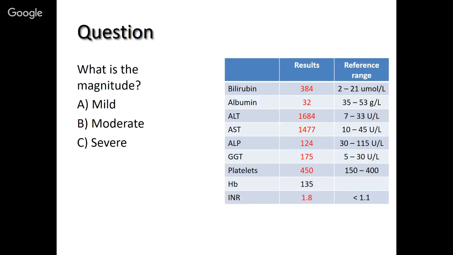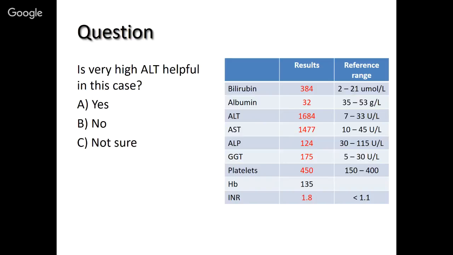Now, who thinks it's mild? Who thinks it's moderate? Who thinks it's severe? Okay, yeah, because you've got this very, very high ALT, haven't you, and AST. So in this case, I'll tell you, because you're going to say yes anyway, that the high ALT is helpful.